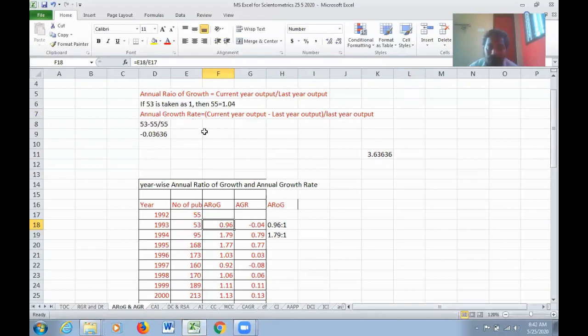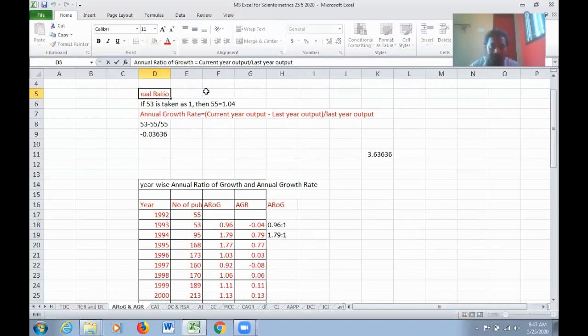Then as far as annual growth rate is concerned, it is current year output minus last year output, divided by last year output. That is, 53 is the current year minus 55, the last year. That means you are having a negative growth. We had 55 last year, this is only 53, so minus 2. So minus 2 divided by last year output 55, and you get minus 0.04. So we have an annual growth rate which is in the negative form. So these two corrected formulas you can use for calculating annual ratio of growth and annual growth rate. Okay, I think that's clear from my part.